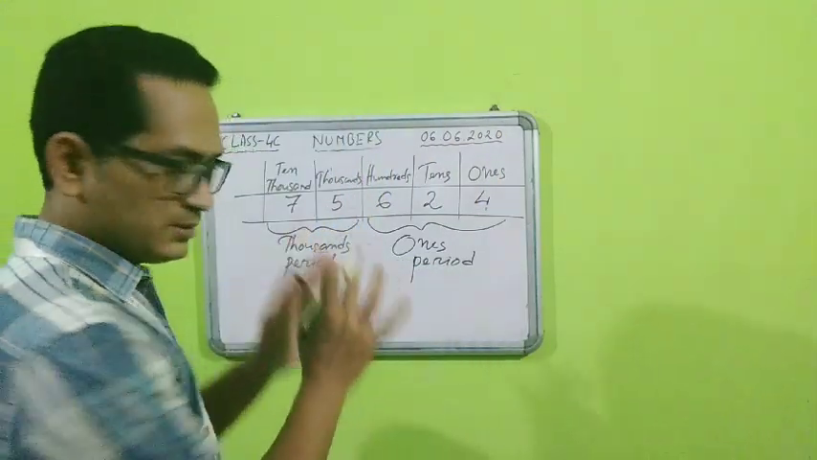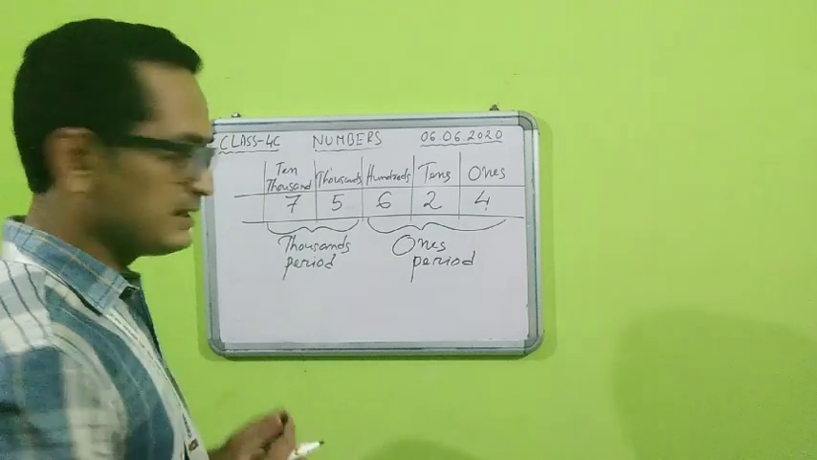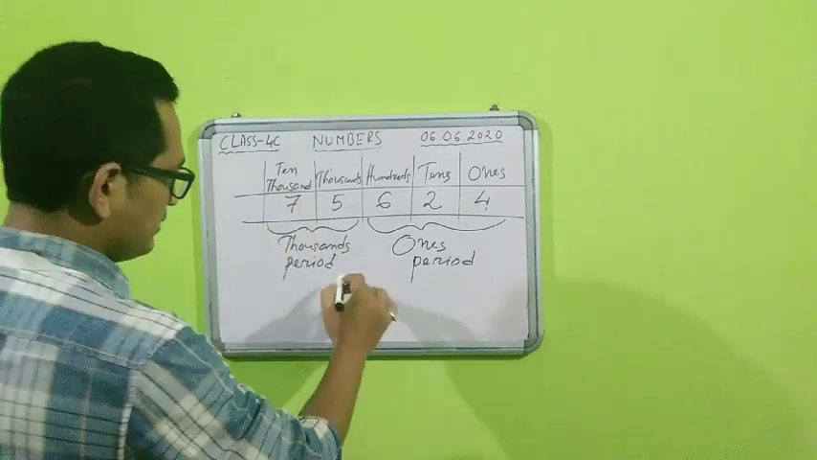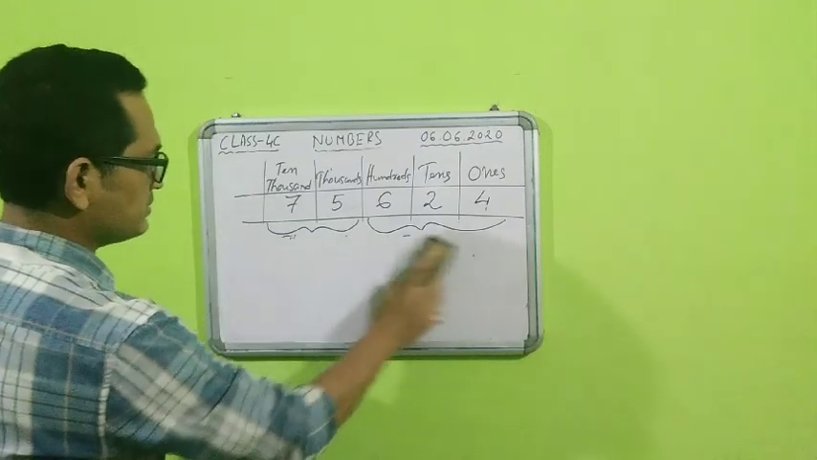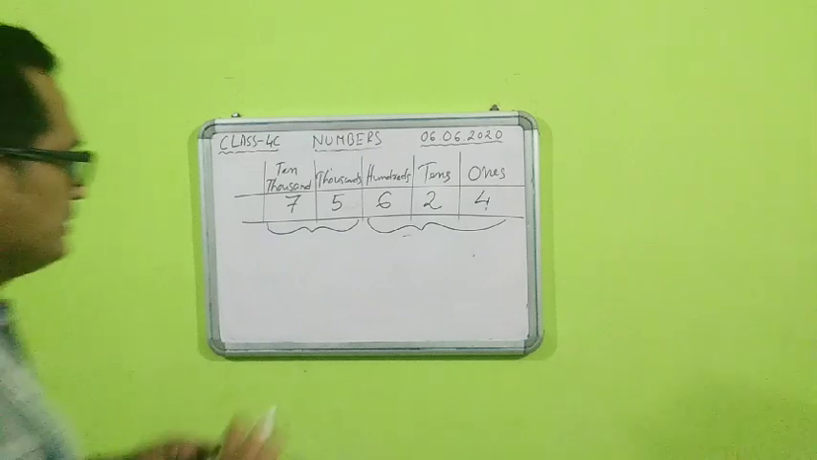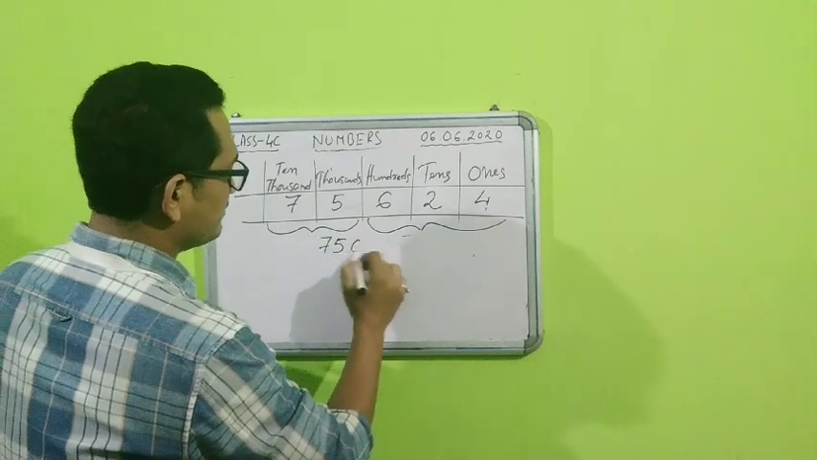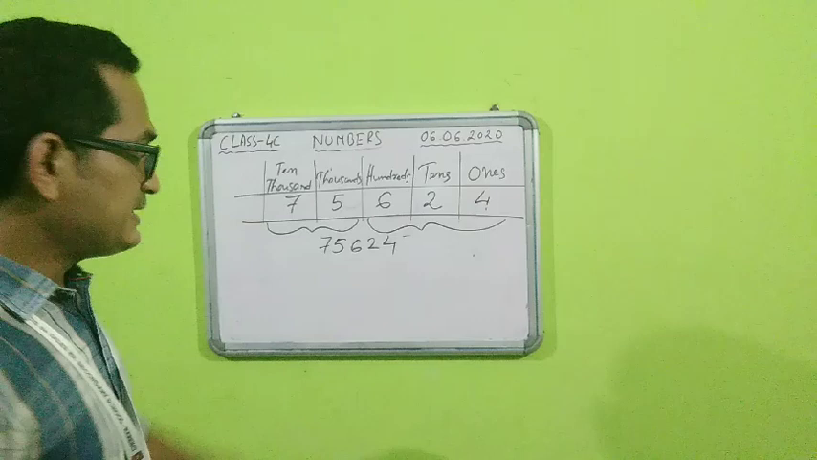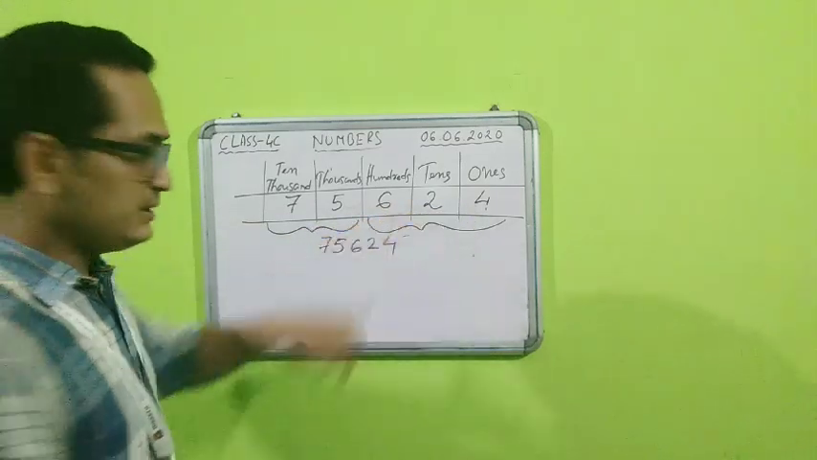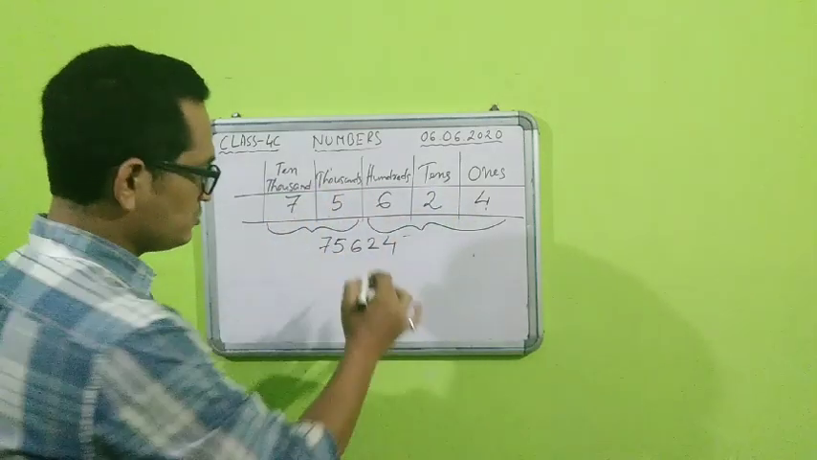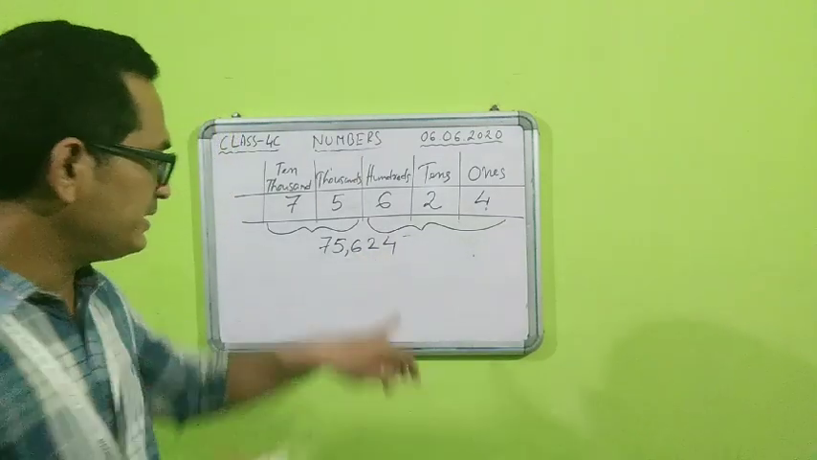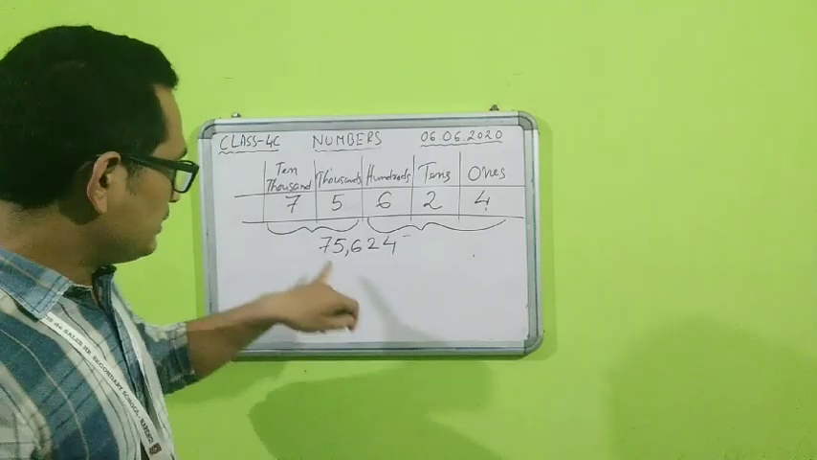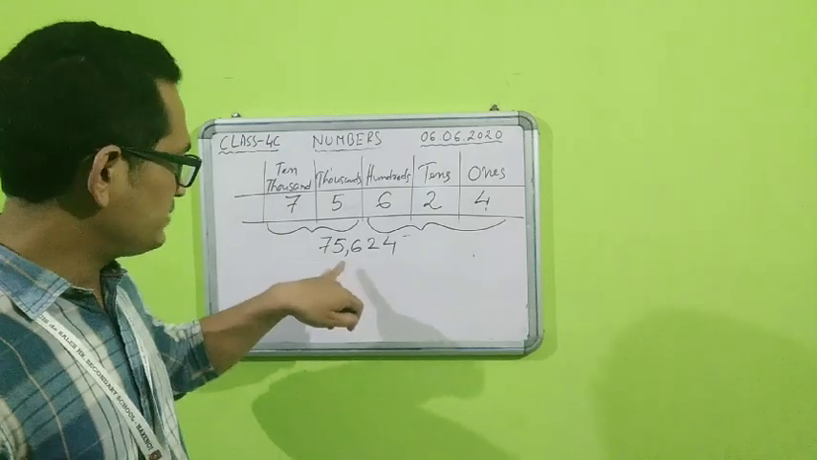Fine. Now how to read it? Let us take a short example. If we write this number without the table, it will look like 75624. As I said, these 3 together are one period, the ones period. After these 3 places I have to give a comma. That means the ones period is over. The next 2 places are for the thousands period.